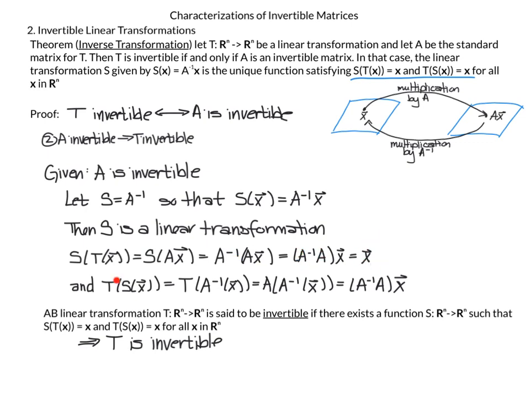And then similarly, T of S of X is equal to T of A inverse of X, which is equal to, T is represented by A, so A of A inverse of X is I of X, and therefore we have X. And by our definition, what that means of invertible is that T is invertible.